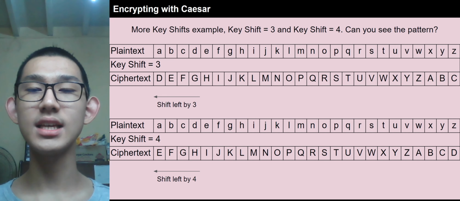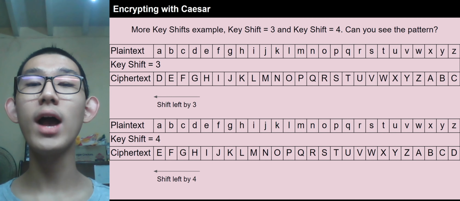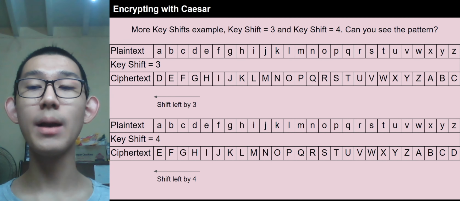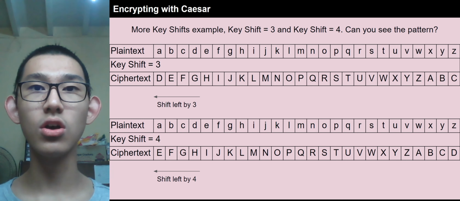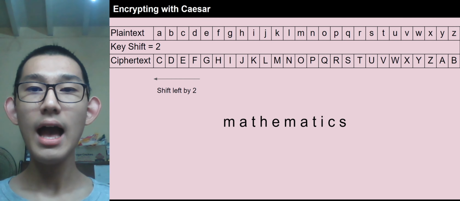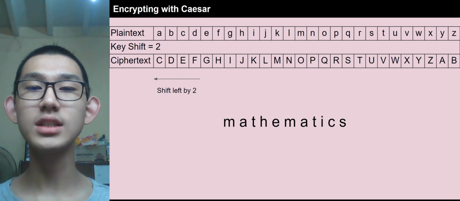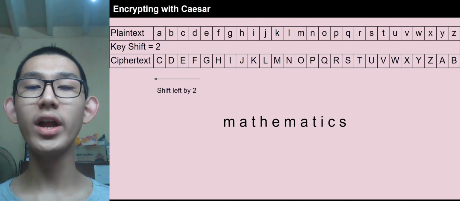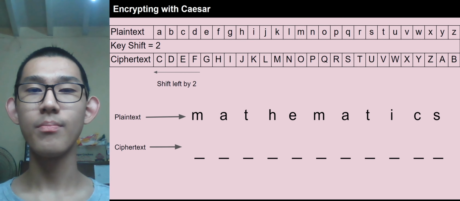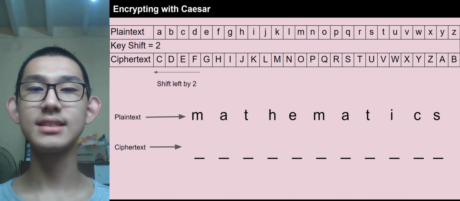Here are some examples of cipher tables with different key shifts. The table above has a key shift of 3 and the table below has a key shift of 4. Do you see a pattern, and more so, do you understand the concept? I hope you do, as we shall now use the cipher table with key shift of 2 to encrypt the word mathematics. Mathematics is in plain text.